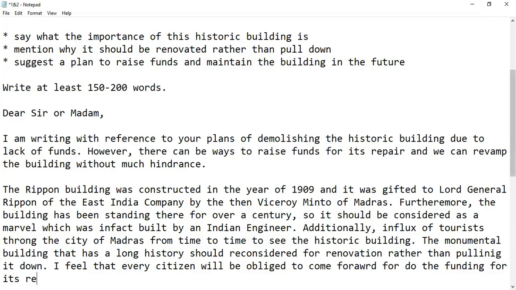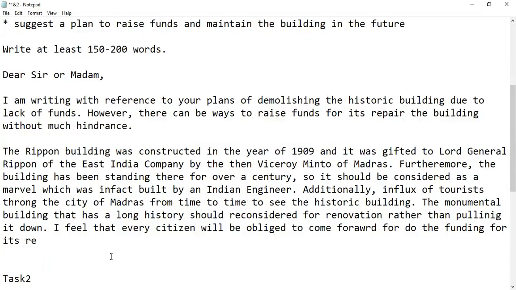We can take out revamp from there and put it here in case. All right, so we can do this. Revamp the structure. I feel that every citizen will be obliged to come forward for the funding for its revamp. There is some kind of a sentence which needs to be looked at to correct it. I feel that every citizen will be obliged to come forward for its funding to revamp the structure. All right, now it's correct.